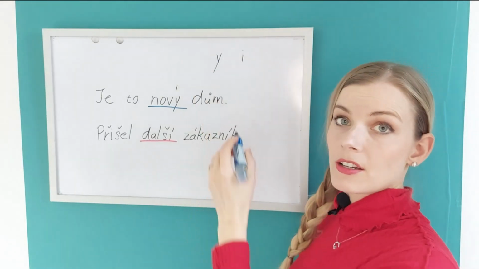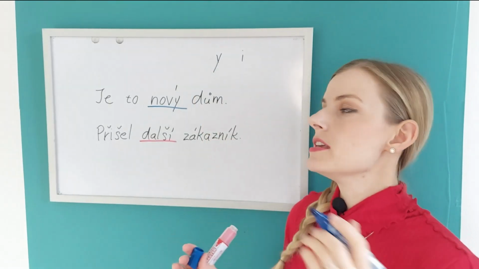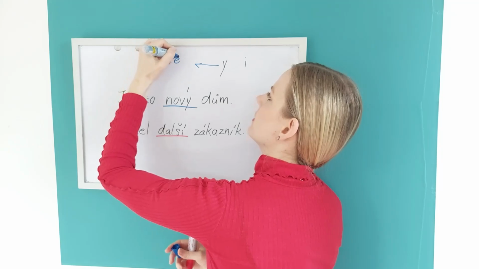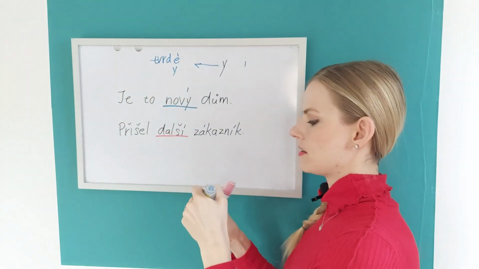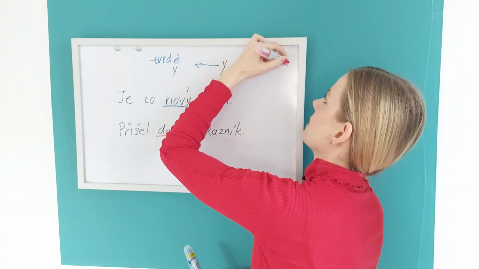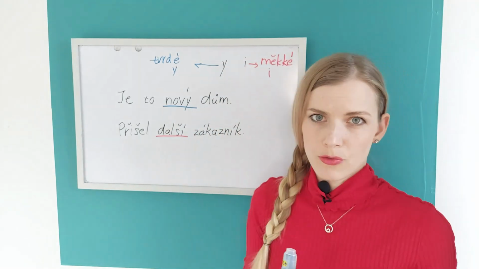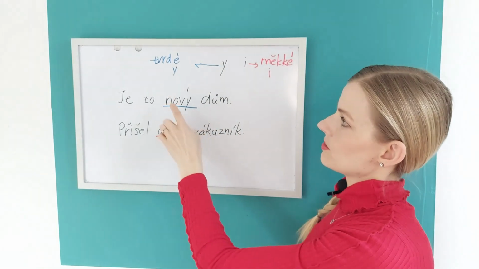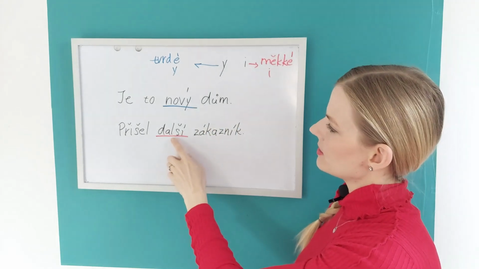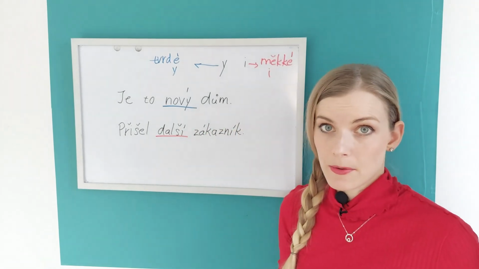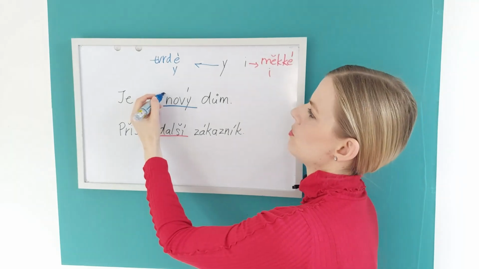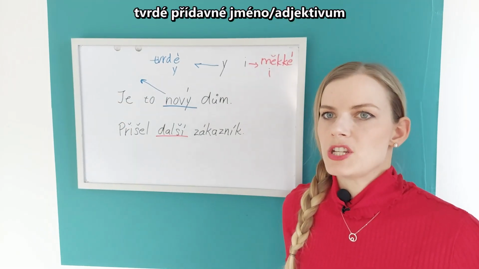This letter in Czech is called tvrdé I. Tvrdé I, which means hard I. And this in Czech is called měkké I. Měkké I, which means soft I. So this adjective has tvrdé I, the hard I, Y. And this adjective has měkké I, the soft I. So it's not a coincidence that this type of adjective is called tvrdé přídavné jméno.